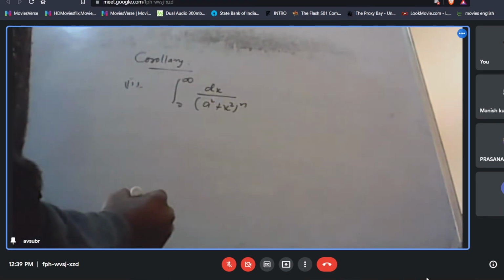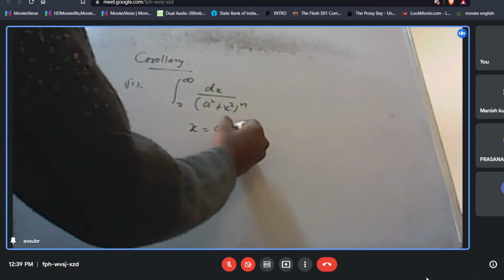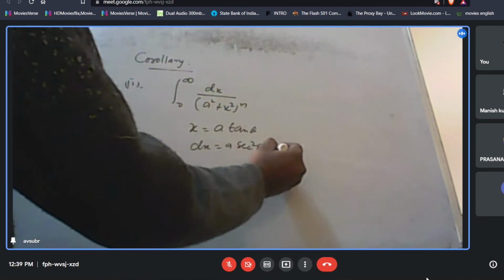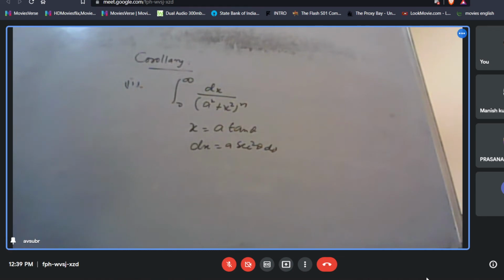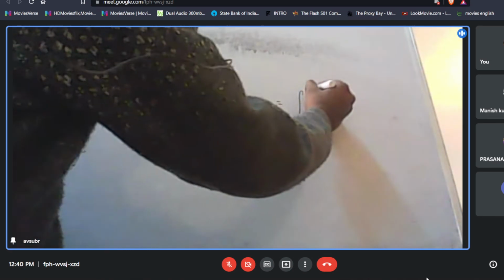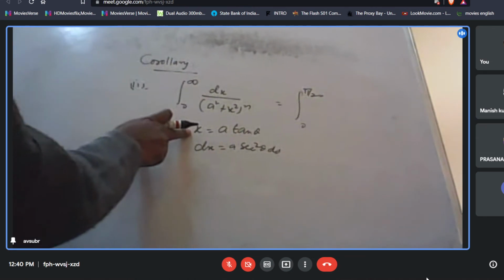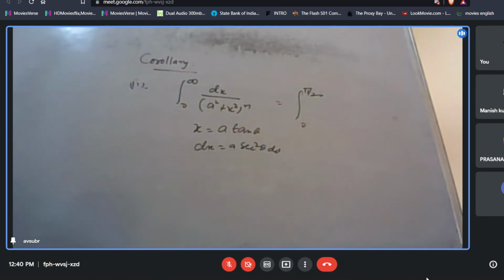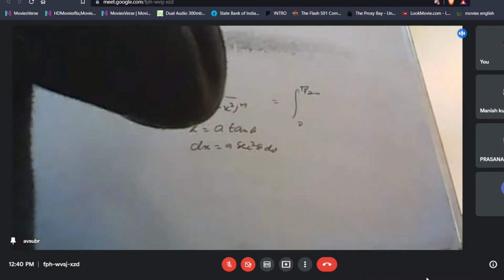Okay. So here, if I put x is equal to a tan theta, then dx is equal to a sec square theta d theta. Is it okay? So this will be 0 to pi by 2, and what will be the limit? If x is 0, theta is 0, and if it is infinity, theta is pi by 2, because tan pi by 2 is equal to infinity.